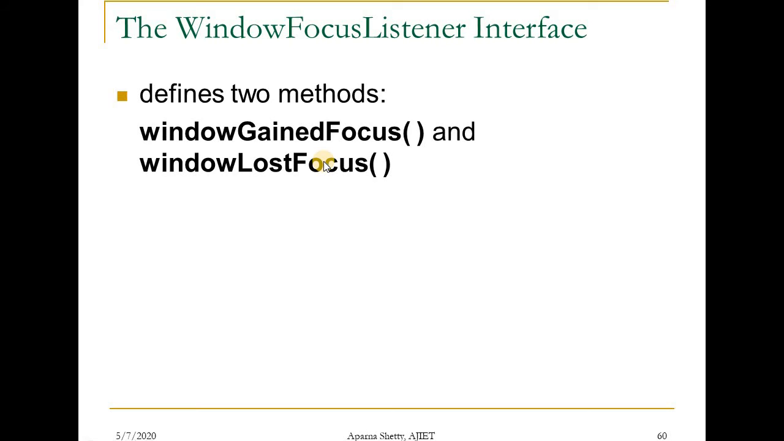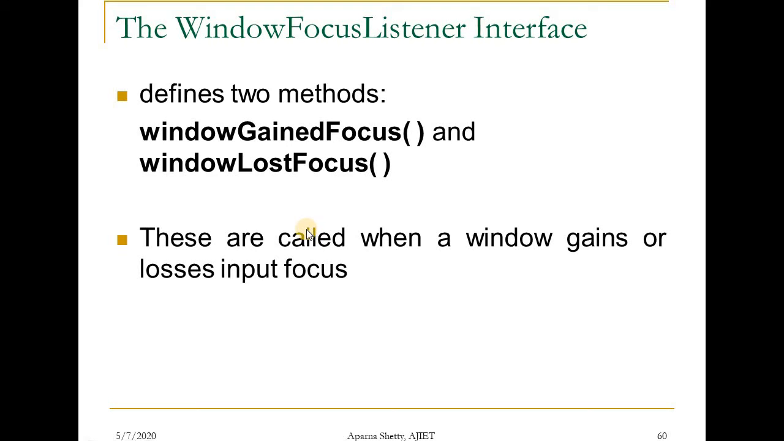The next type of event listener is the window focus listener interface. It has two methods, window gained focus and window lost focus. When a window gains or loses input focus, these two methods will be called.